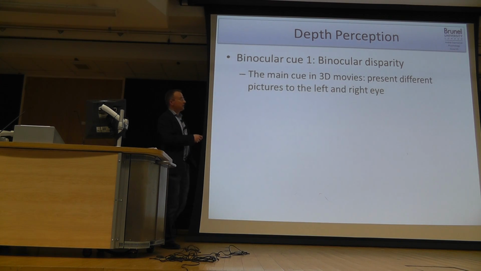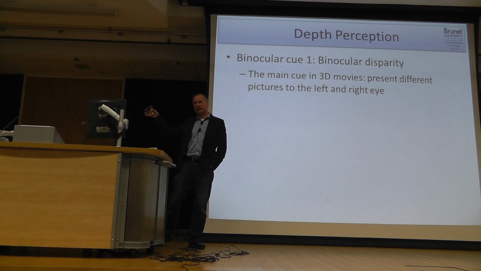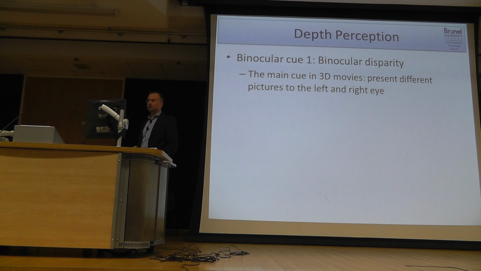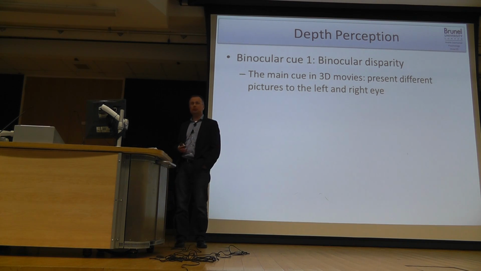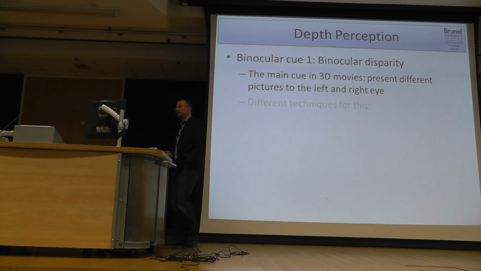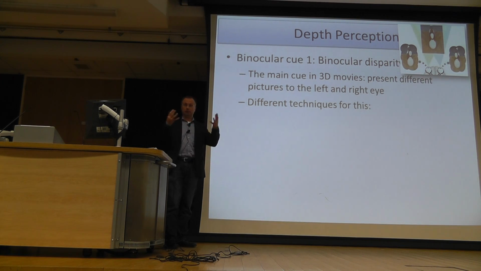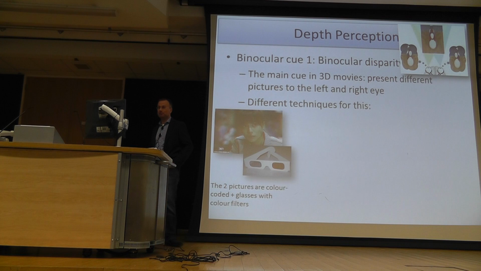This binocular disparity, just as a slide aside, is the main cue when you go to 3D movies. And the idea in these 3D movies is that we present different pictures to the left and right eye. And there are different techniques for that. So again, we have this situation, one picture for one eye and the other picture for the other eye, and our brain creates a three-dimensional perception from that.